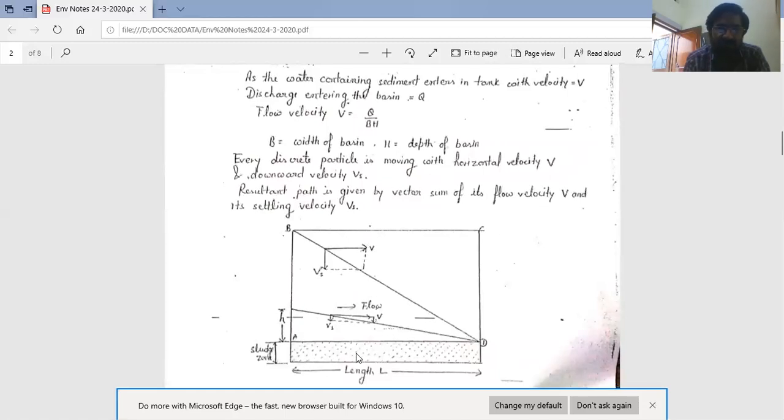This is the sludge zone and height is H here, and full height from A to B is capital H. The resultant path is given by the vector sum of the flow velocity v and the settling velocity vs, in between v and vs, along the diagonal BD.